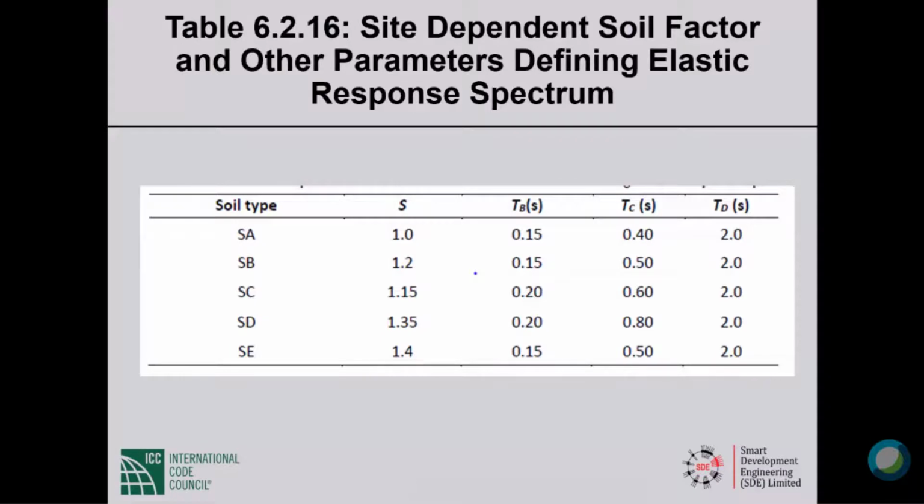In the main body of the code, this is table 6.2.16, you have the soil factors given, S. This is the same as F sub A. You can verify if you like. You have your handout, and the 3 points that define the spectrum, T sub B, T sub C, T sub D, those values are given. Okay, so with those values, we have the BNBC spectrum pretty much defined.